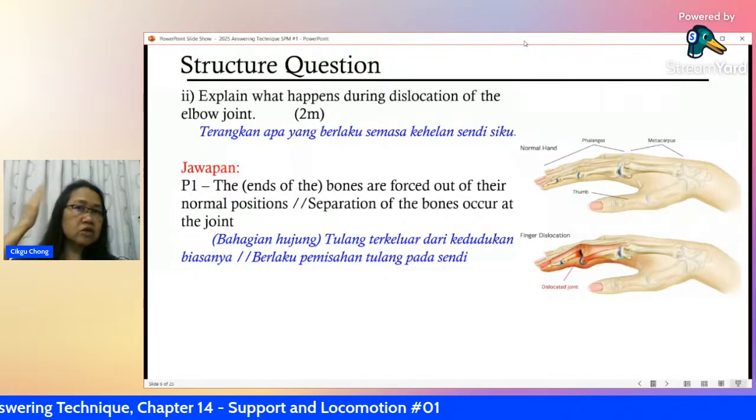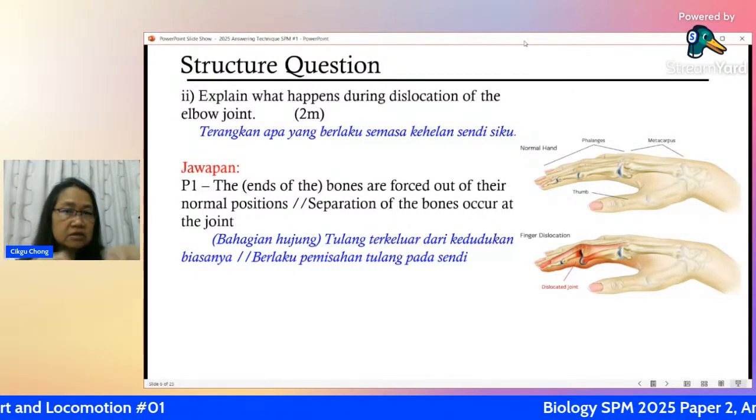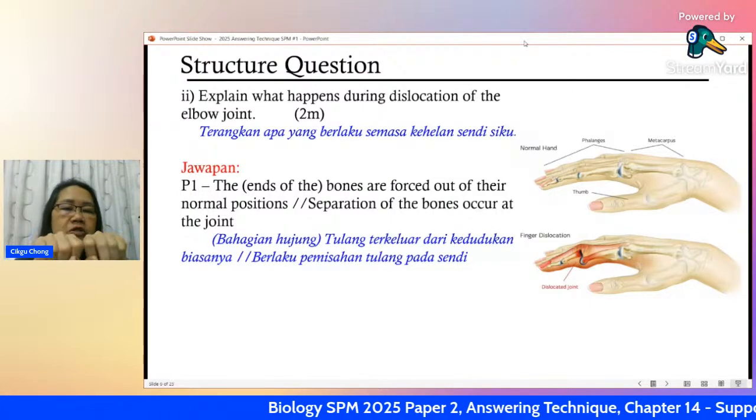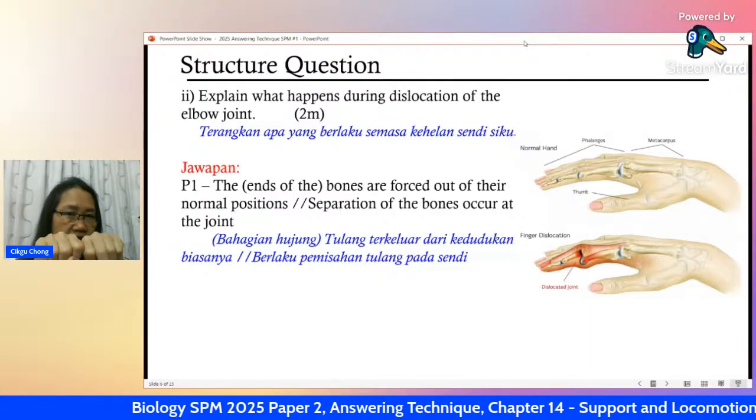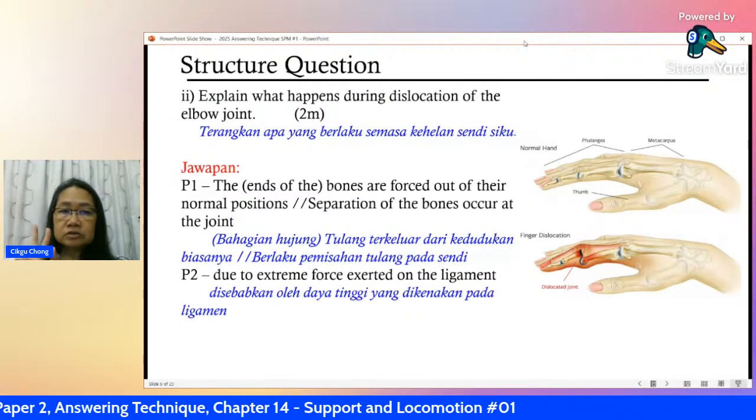It's not blunt force put onto the bone. That is maybe a fracture, your bone cracks. That is called a crack, but this is not a crack. The bone is supposed to be held at the correct place, and it just got pulled away. So that is the second point. You need 2 points.